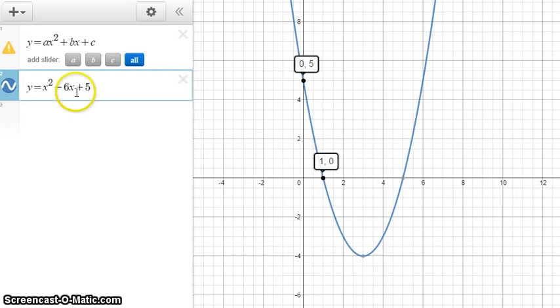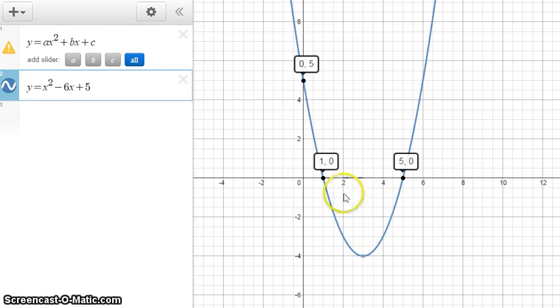We also talked about when we have two x-intercepts, when we have one x-intercept, or when we have no x-intercept. That's when we have to look at the discriminant. We talked about that in class as well. If you're not sure, please talk to me and I'll help you out.